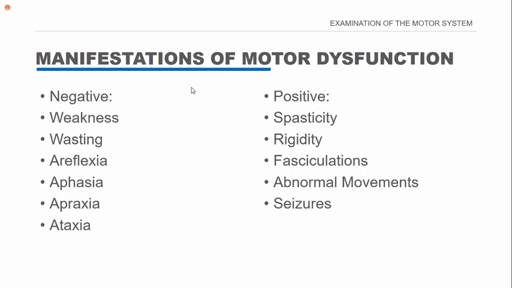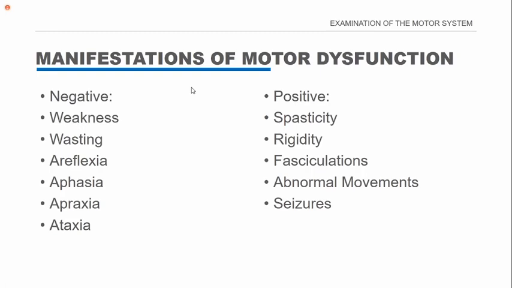Negative is when there is loss of certain function. When there is loss of motor function, we call it weakness or paralysis. When there is loss of muscle mass, we call it wasting. When there is loss of reflexes, we call it areflexia. When there is loss of speech or language, we call it aphasia. When there is loss of voluntary activity, we call it apraxia. And when there is loss of balance or coordination, we call it ataxia.